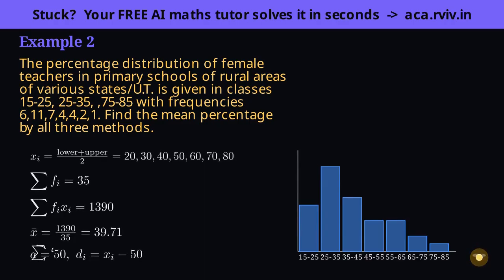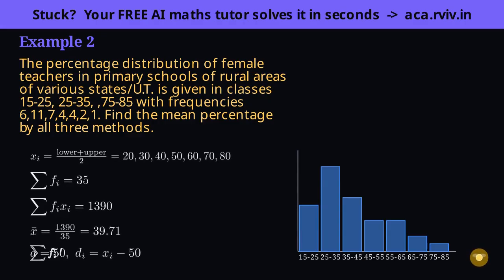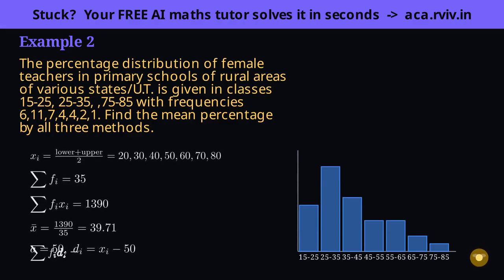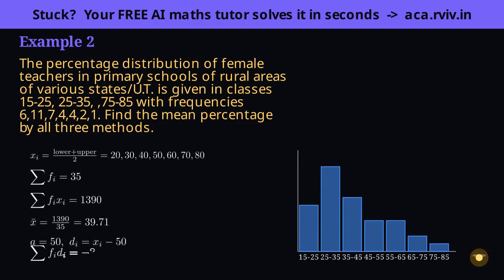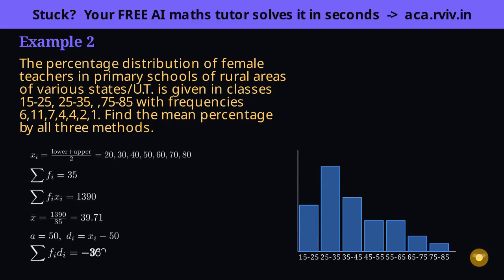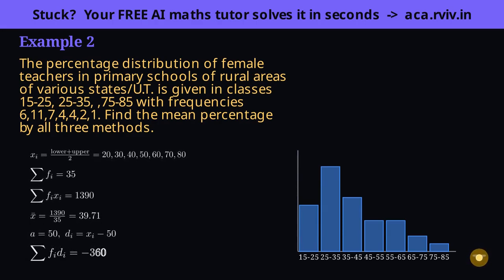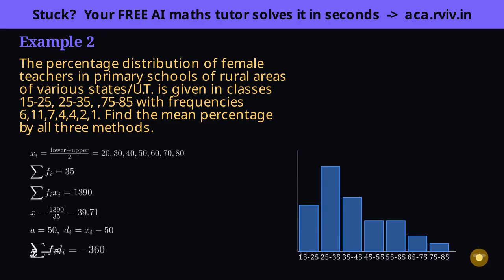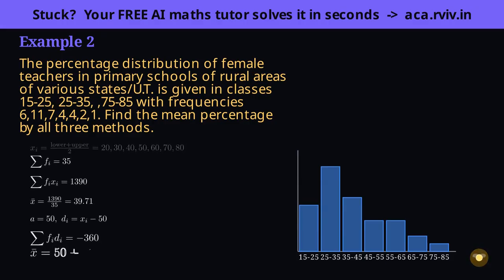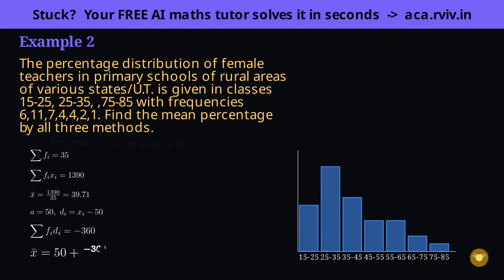Multiply each of those small deviations by its frequency and add. The numbers are tiny now, plus and minus tens instead of hundreds, and the total comes to minus 360. Because we only shifted the zero, we shift back, add a onto the average deviation. 50 plus minus 360 over 35 gives, and this is the reassuring part, exactly 39.71 again.